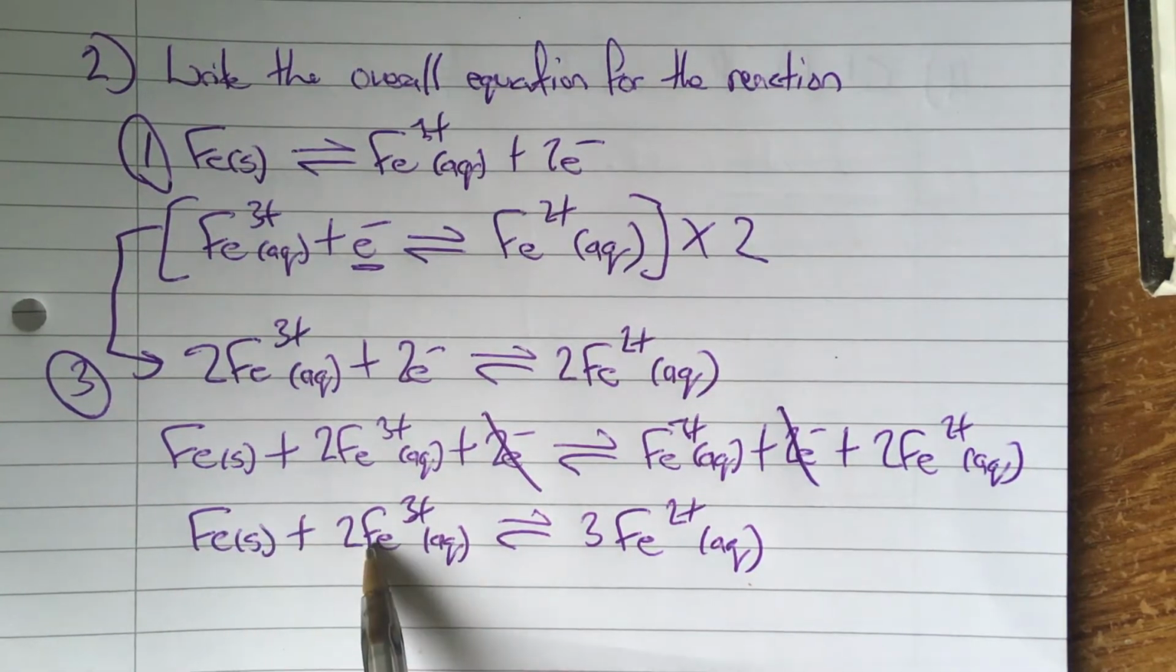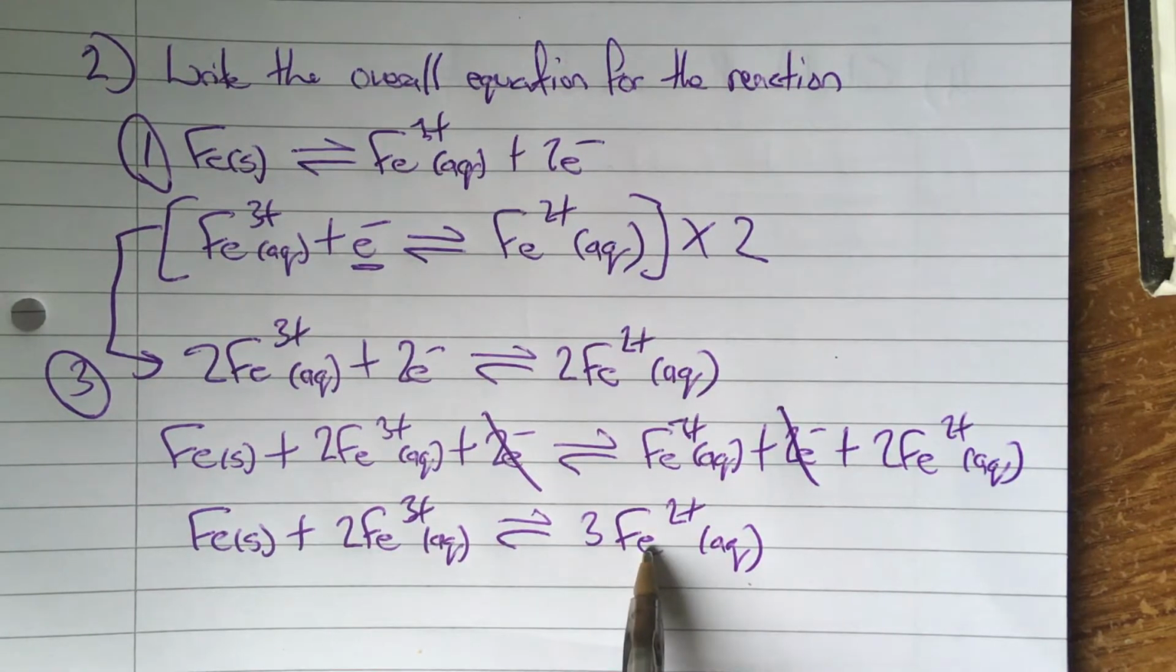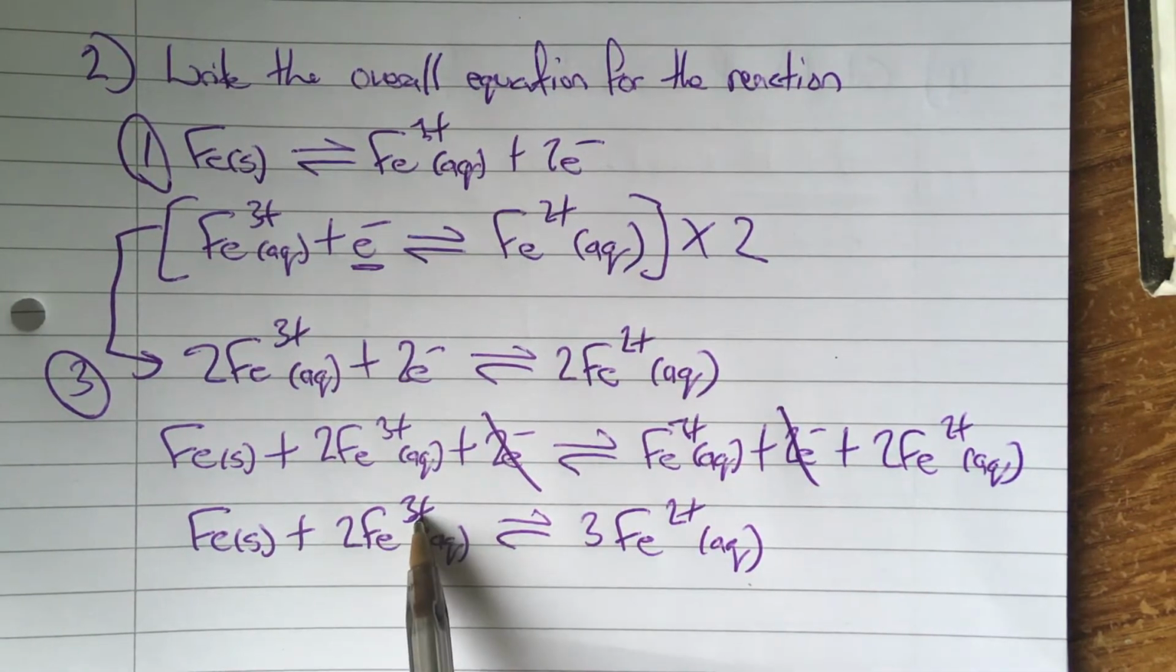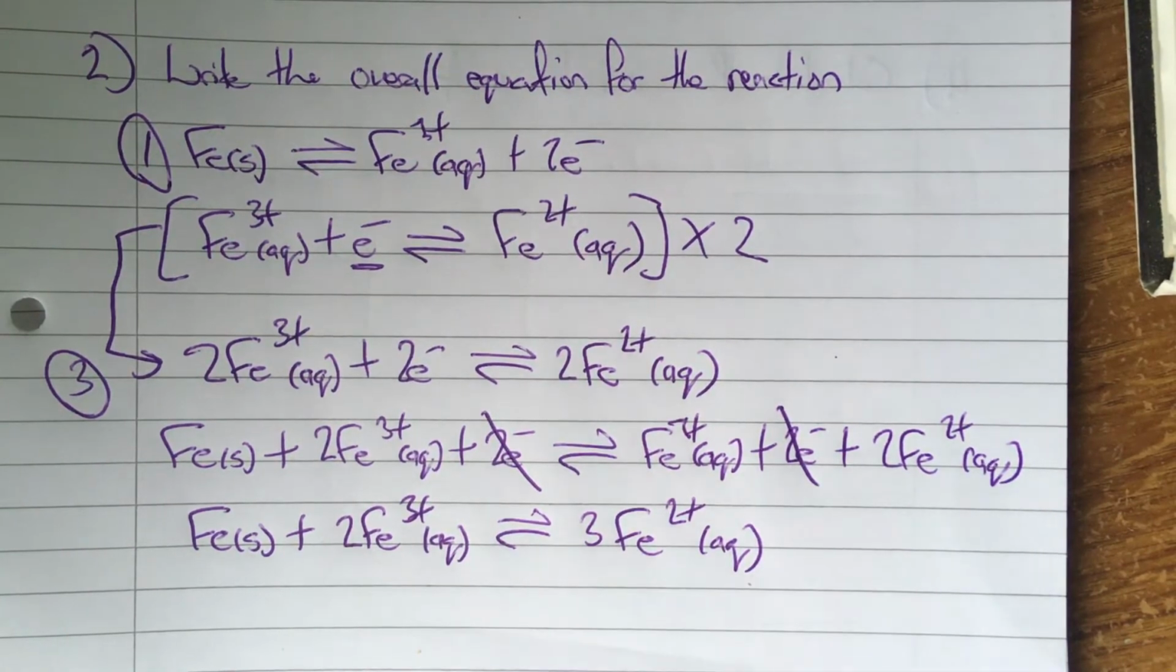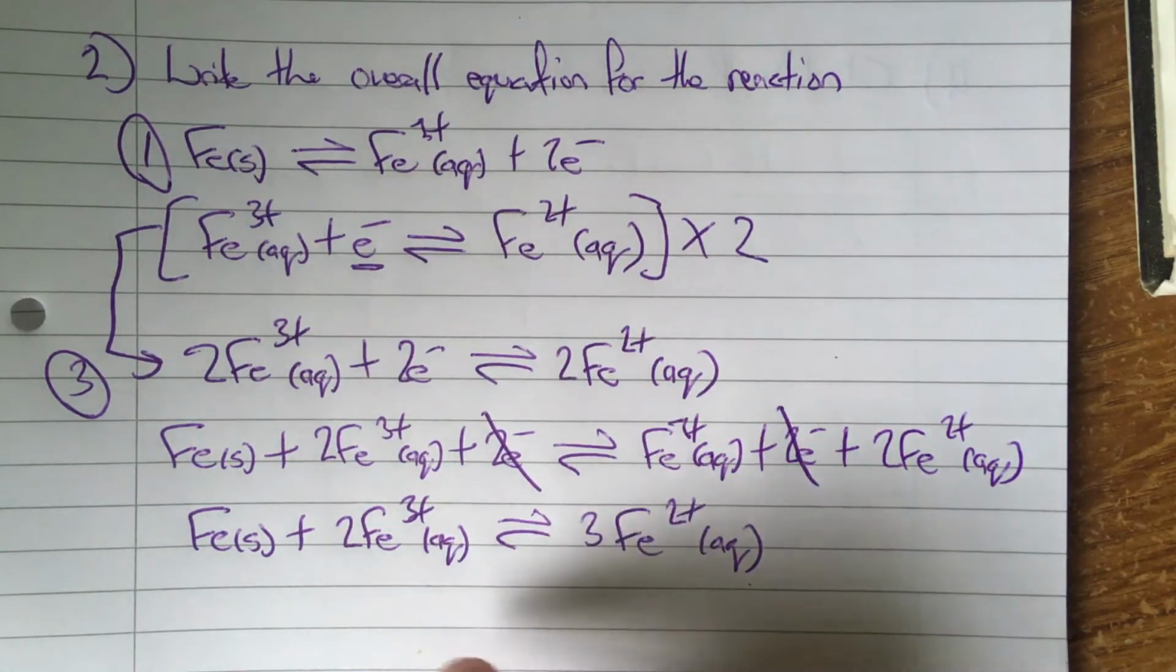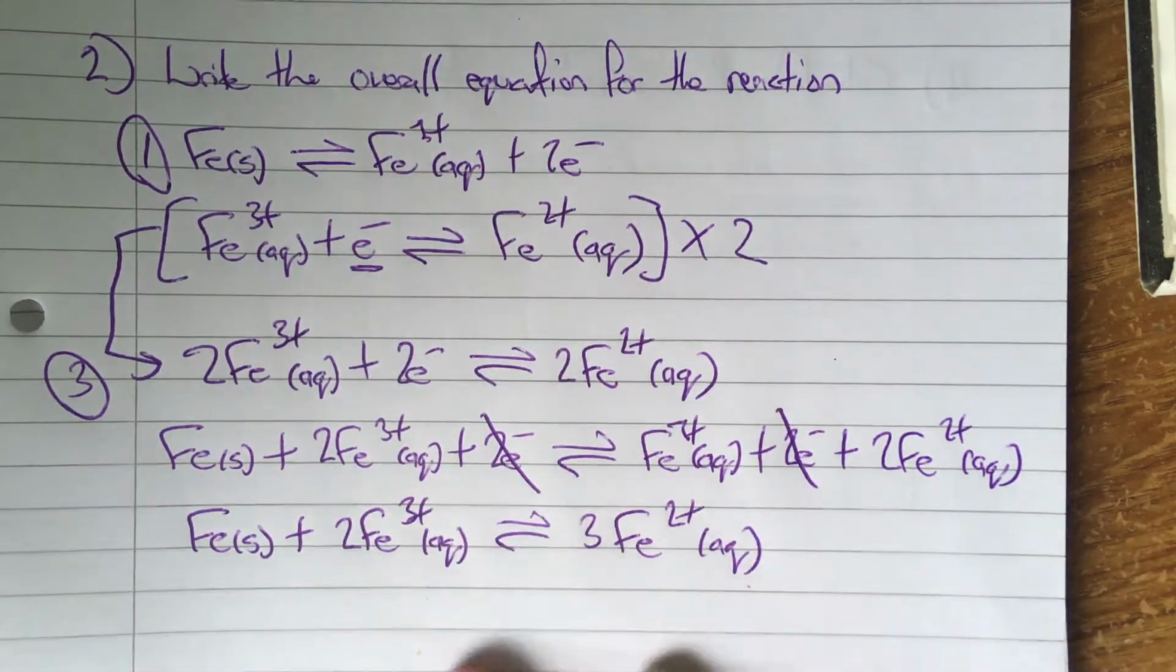I've got 3 ions on my left hand side, 3 ions on my right hand side. Good. 2 times 3+ is 6+. 3 times 2+ is 6+, so my charges balance and my ions balance. Okay, so that is the correct overall equation for the reaction. So I've now worked out the overall equation.